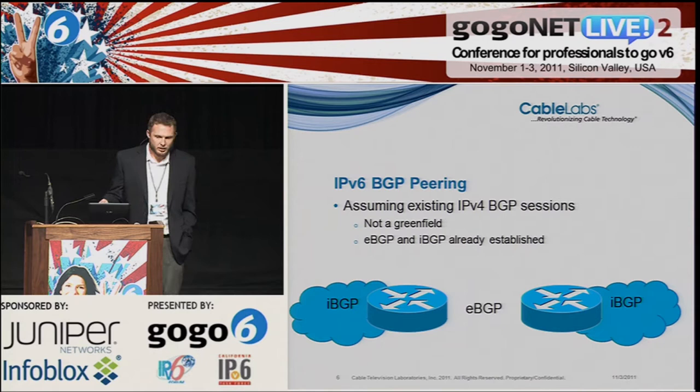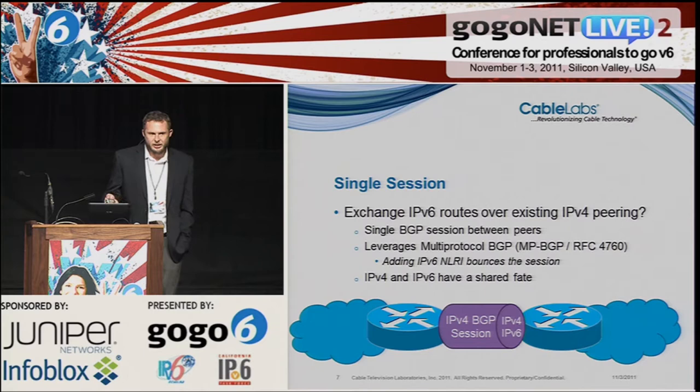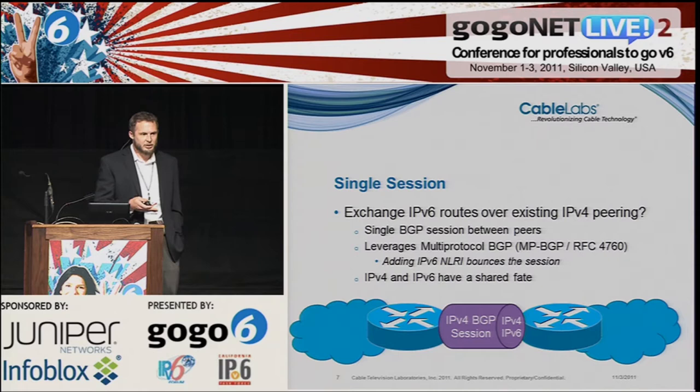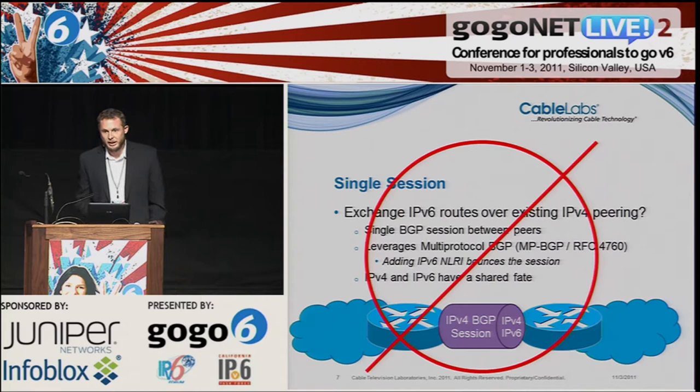And assuming that, the first option would be to add IPv6 to your existing IPv4 peering. So you could use multiprotocol BGP and add the IPv6 network layer reachability information and just pass IPv6 routes along with the IPv4 routes on the existing session. One thing to remember, when you add an address family, it does bounce the session, so you're going to take down your v4 session to do this. Also, you're tying IPv4 and IPv6 at the hip, and there are a few other problems, so please don't do this. It's a very bad idea. It is possible, but on eBGP especially, you're not going to want to do it.